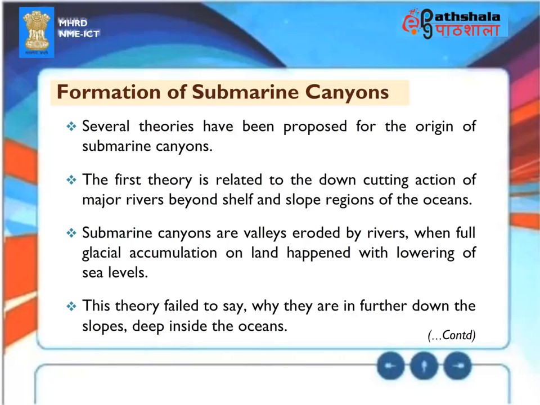Several theories have been proposed for the origin of submarine canyons. The first theory is related to the down-cutting action of major rivers beyond shelf and slope regions of the oceans. Submarine canyons are valleys eroded by rivers when full glacial accumulation on land happened with lowering of sea levels. This theory failed to say why they are further down the slopes deep inside the oceans.